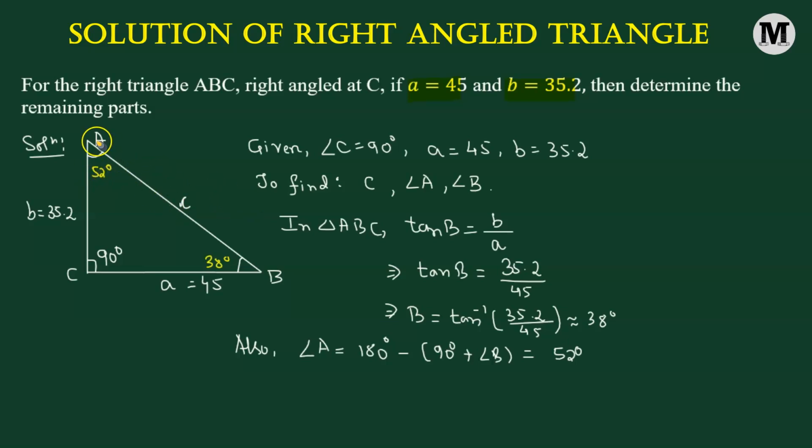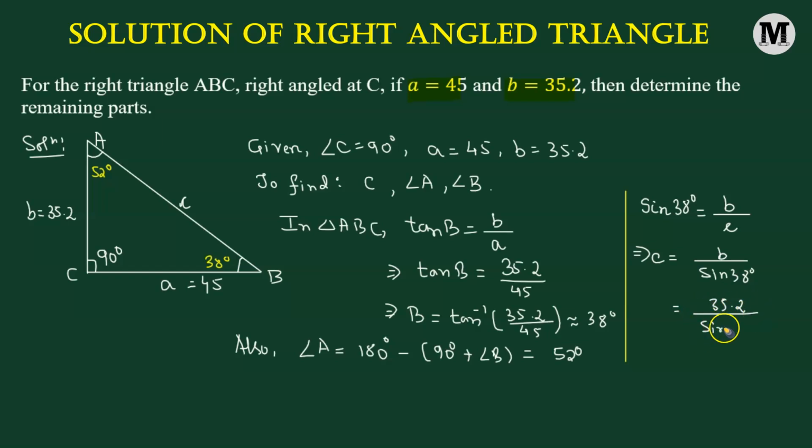Now we want to find the length of the remaining side. Here we can take the sine of angle B, which is 38 degrees. That is defined as the ratio of the opposite to the hypotenuse c. Since we want to find the value of the side c, rearranging, we get c equals b over sine 38 degrees. We have the value of b, so c equals 35.2 divided by sine 38 degrees.